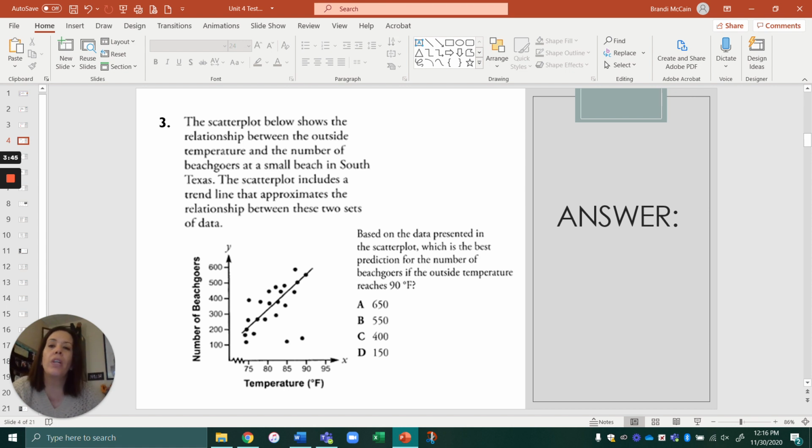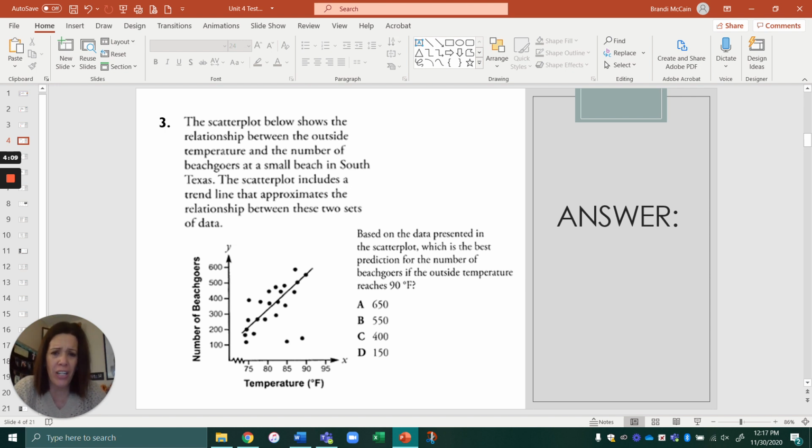Number 3 is a trend line. It's a scatter plot with a line on it. Your test won't have lines, but this is how you're going to do the test questions: you're going to draw a line through them. We have the relationship between outside temperature and the number of beachgoers at a small beach in South Texas. What we need to pay attention to here is our axes. The y-axis is the number of beachgoers. The x-axis is the temperature.